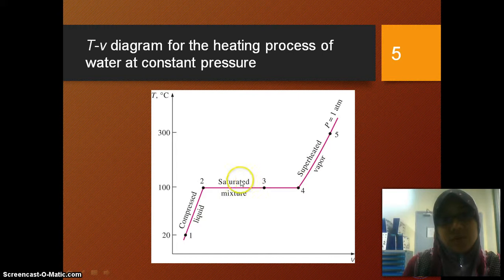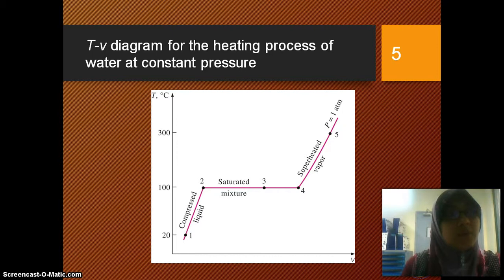So this region is known as the saturated mixture, and at our point 4, the last drop of liquid has vaporized. So this will be the saturated vapor state, and then if we continue to supply heat to our system, the temperature will rise, and you can see our point increases until point 5 here, and this region is now known as superheated vapor.